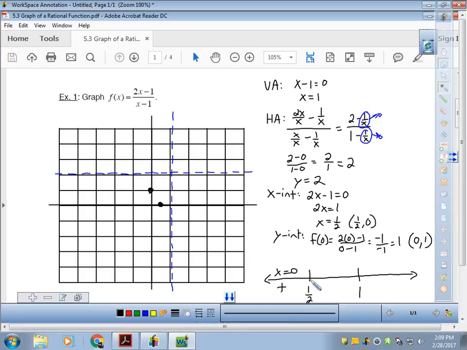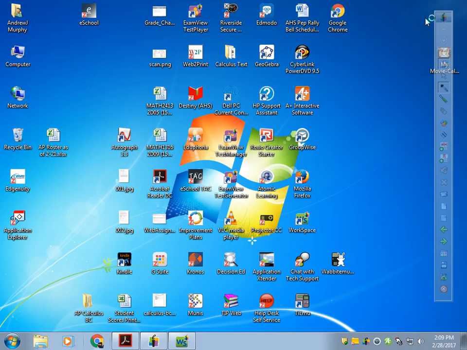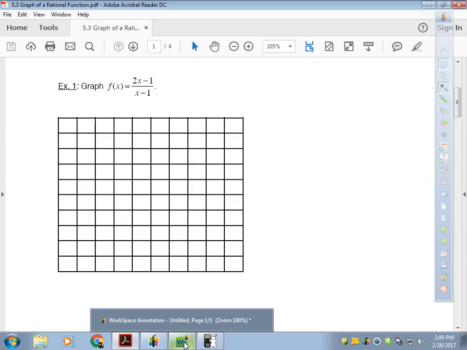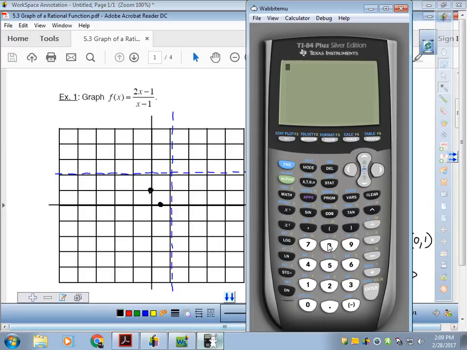Alright. Next, I need to pick a value of x between 1/2 and 1. So maybe like, I don't know, 3/4. Okay. I'll take that and plug it into your equation. It doesn't matter exactly what you get. It really just matters if it comes out positive or negative. I'll pull up my calculator here so that we can plug in.